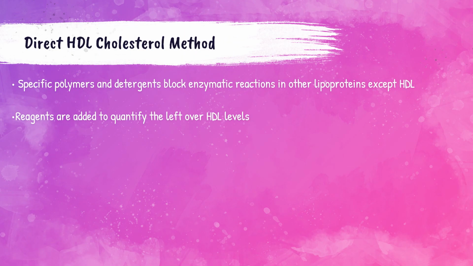Direct HDL assays are commonly performed in the clinical lab. So when I say direct, what I am referring to is that it's actually measuring the particular analyte. So in this case, it's actually measuring the HDL. So specific detergents are used to prevent enzymatic reactions in every other lipoprotein than HDL within this assay. So once these detergents are added, reagents are then added to quantify the HDL that is left over.